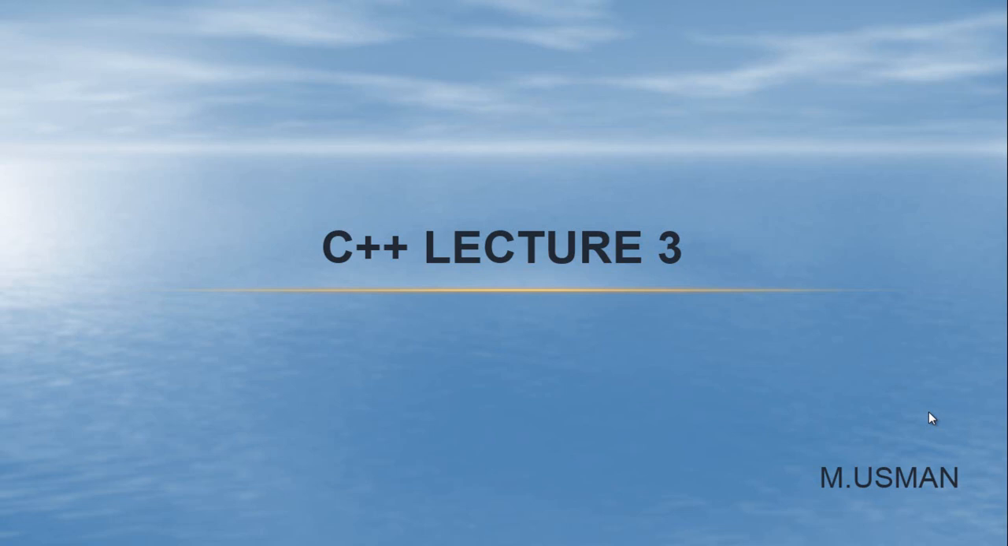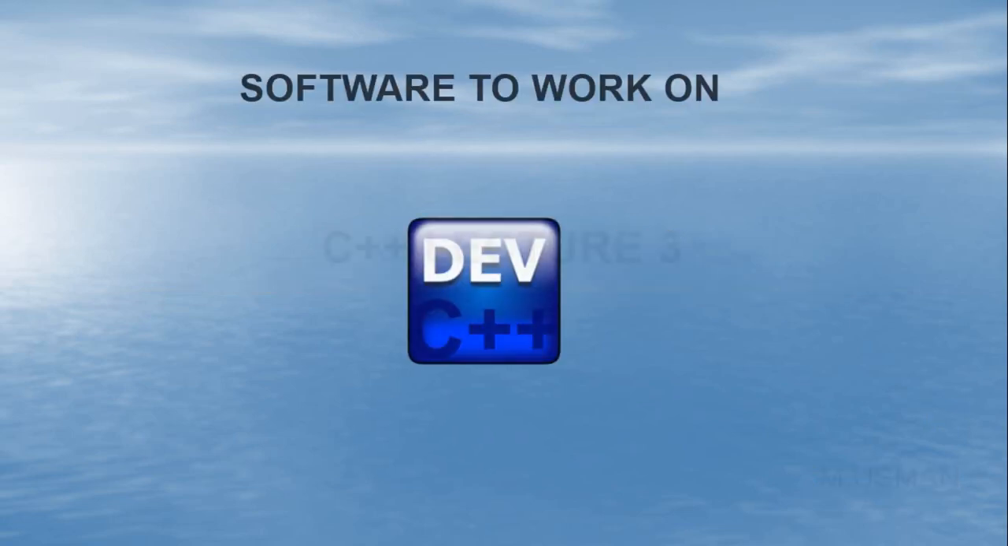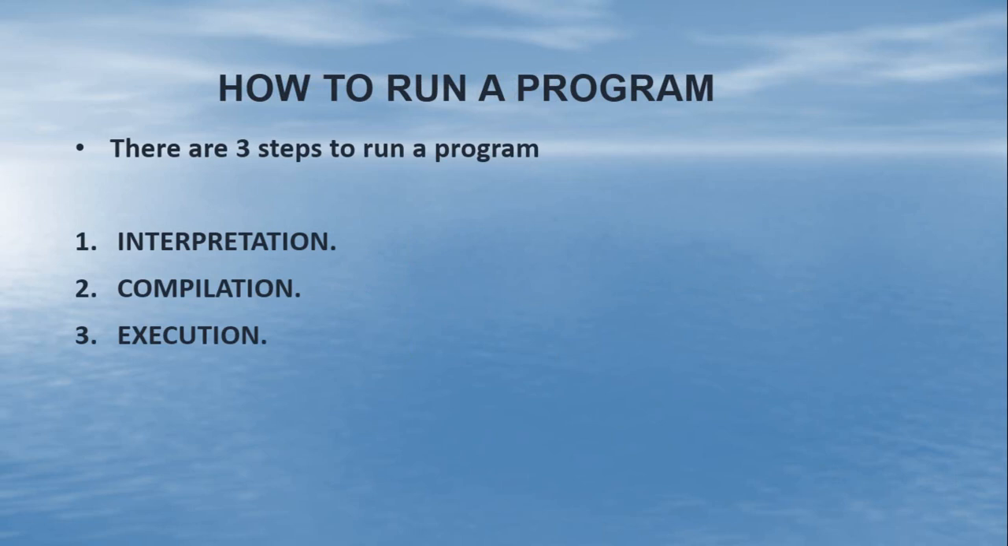In the last two lectures we have studied the introduction to C++ programming, that is a professional language of computer. Today we will simply run a program. The software on which we will work is Dev C++. How to run a program? There are three simple steps to run a program: interpretation, compilation, and execution.